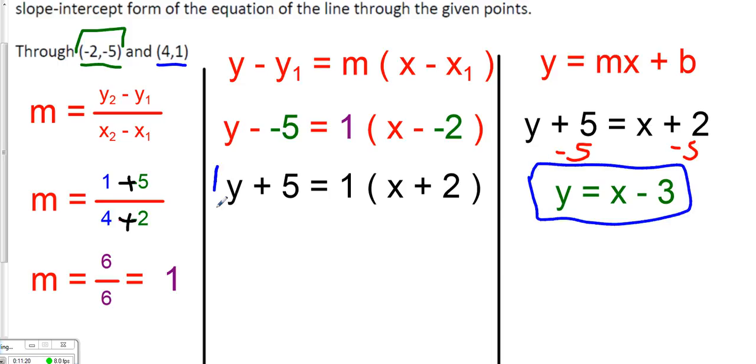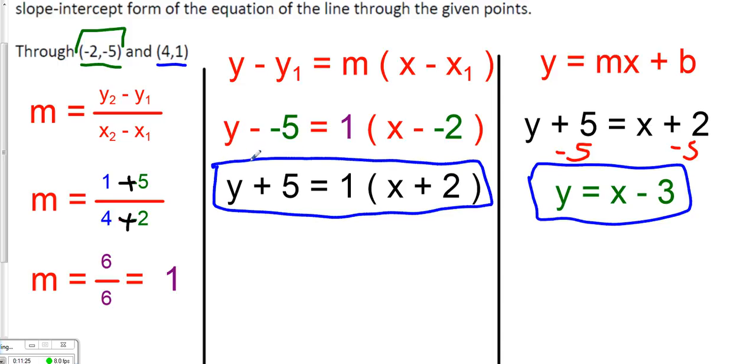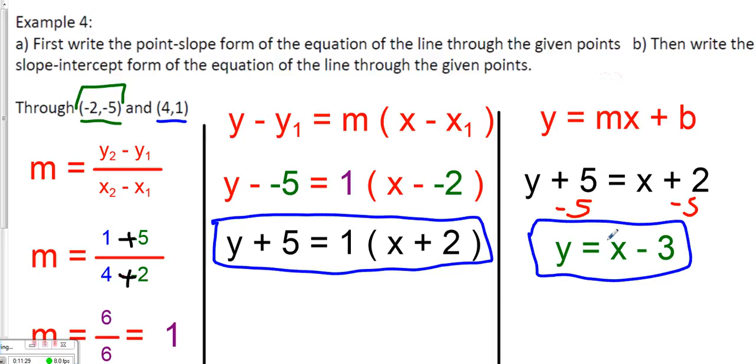So I guess technically this was our point-slope form. We have the point and we have our slope. This was our slope-intercept form. Our slope is 1 that we found out from here. Our y-intercept is -3. And that'll cover it for the whole video.